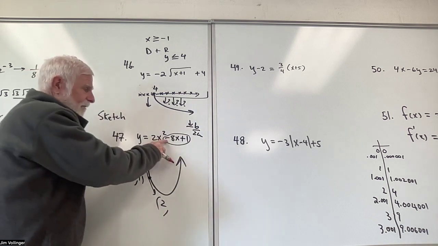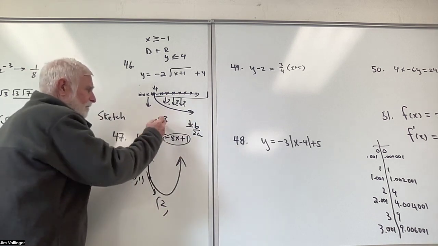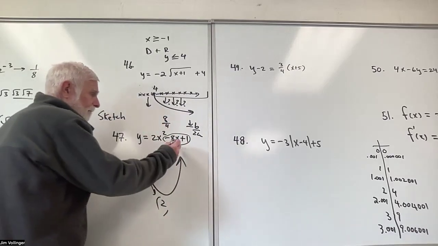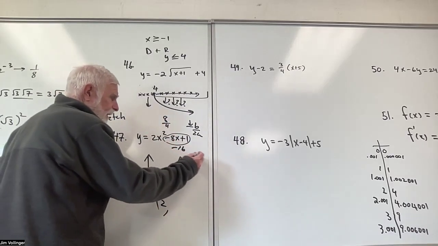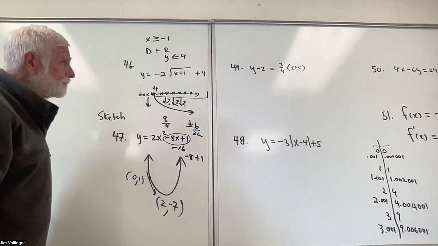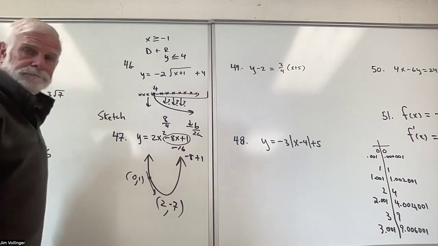So what's the opposite of -8? Positive 8. 2 times 2 is 4. You drop a 2 in, you get -16. You cut that in half and add 1. -7. I guess I got the sketch. Enough said.